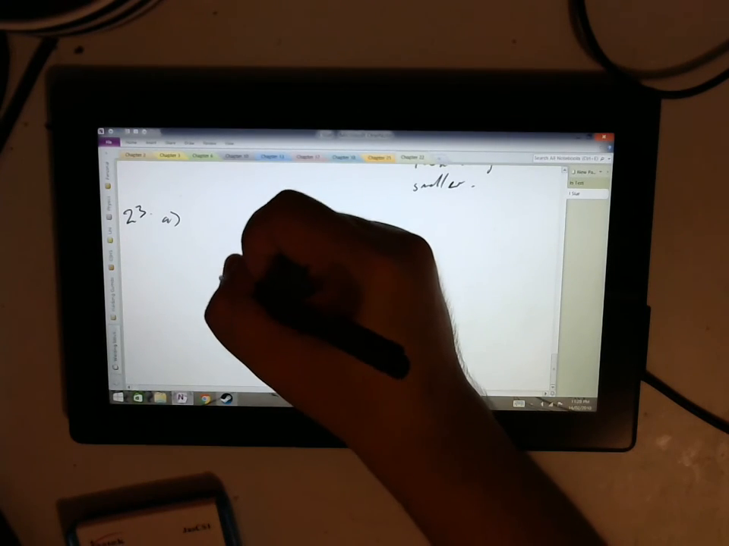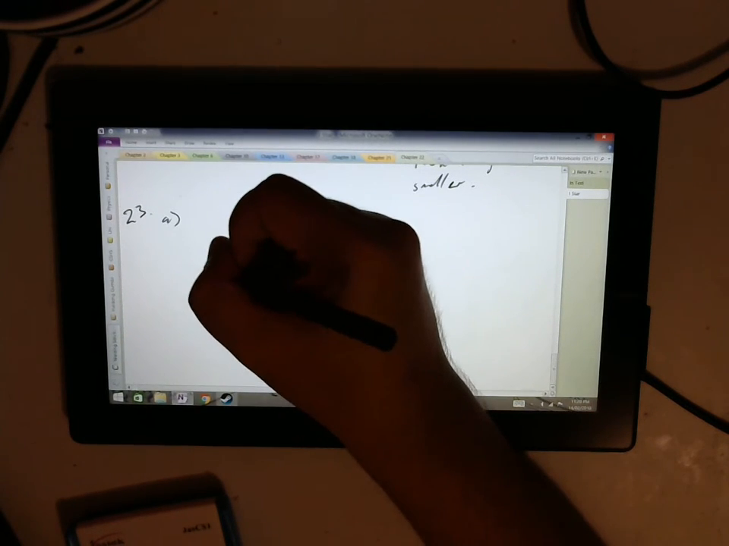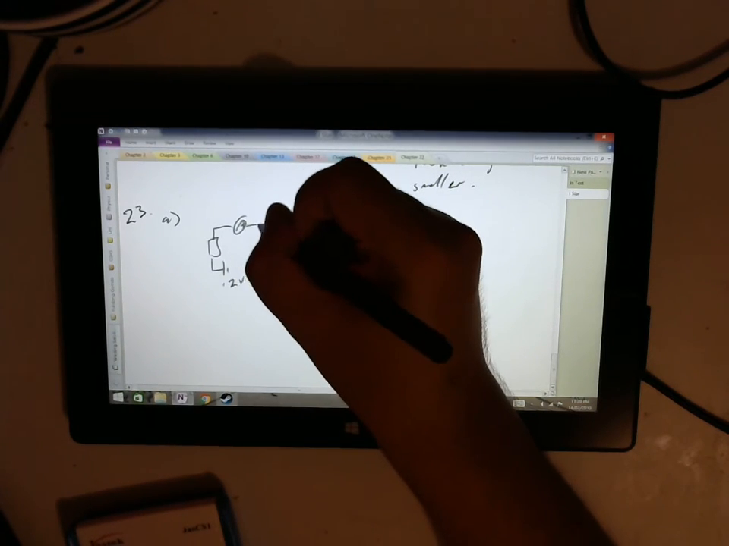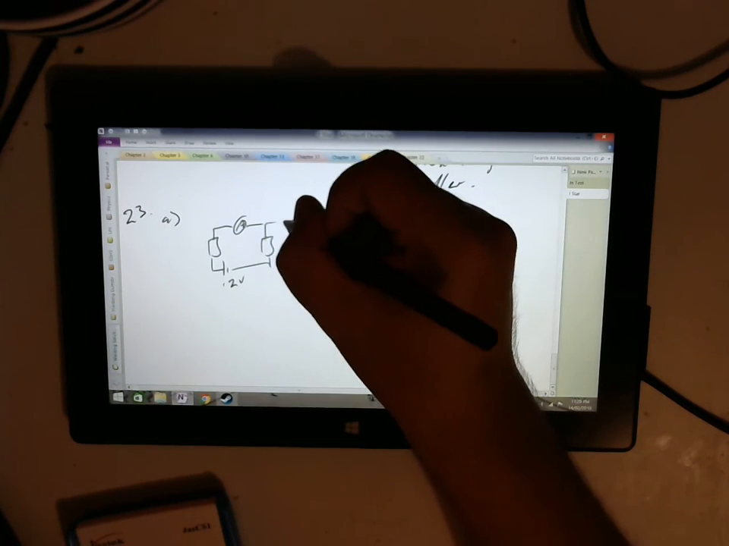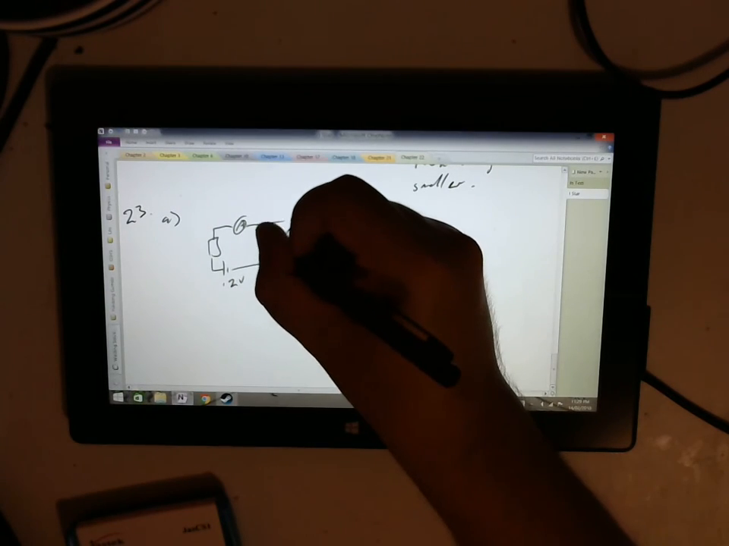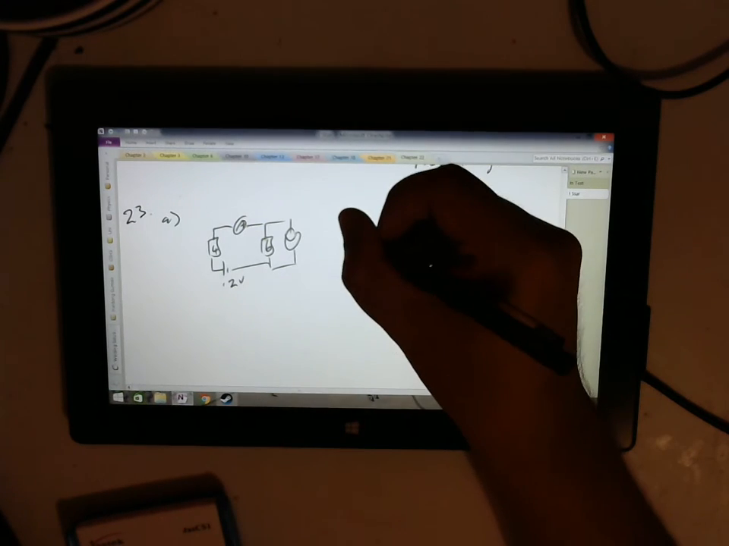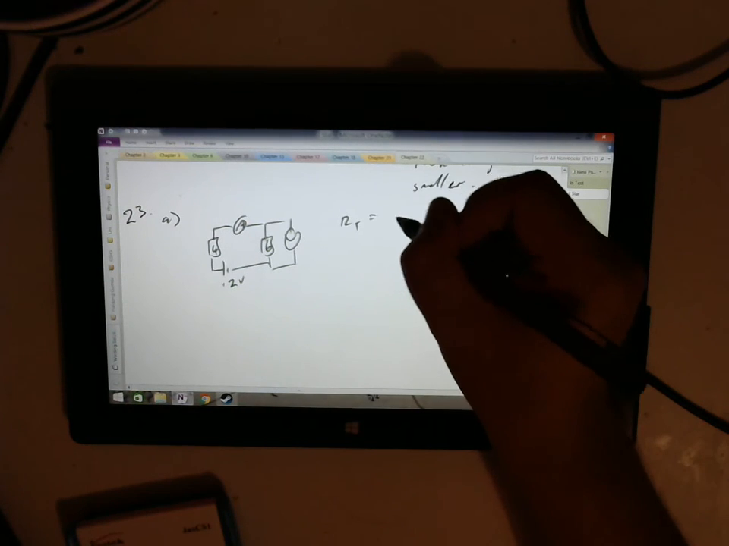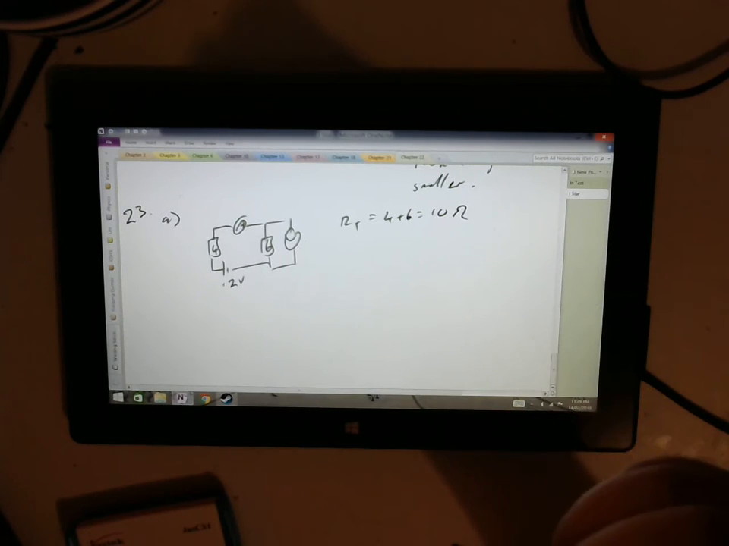A, we have 12 volts, goes into a resistor, goes into an ammeter, goes into another resistor, comes back, and there is a voltmeter across that resistor, and that one is 6 and that is 4 ohms. So let's work out the resistance total first. Resistance total. We have 2 in series. Resistance total is just going to equal 4 plus 6 equals 10 ohms.